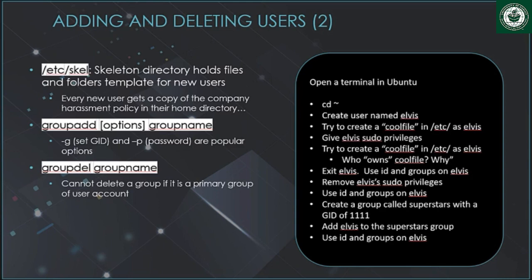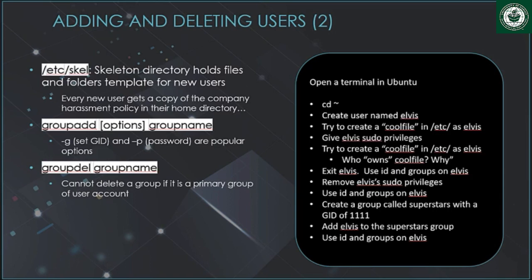Since we're talking about adding users, there is a very useful directory you need to know about. It's called /etc/skel. The /etc/skel directory, standing for skeleton, contains files and folders that will be copied into the new user's home directory, or their login directory, when that user is created using the useradd or adduser command. The skeleton directory allows the administrator to create new users having the same files and folders in their home directory, so like a template.